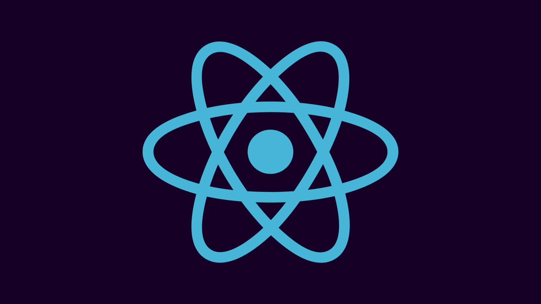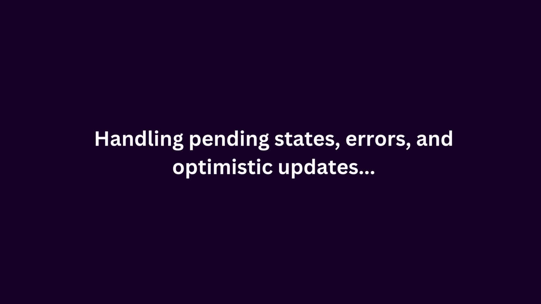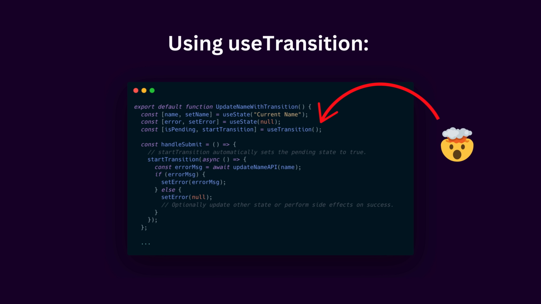Next up, we have actions, a major new concept in React 19. Actions simplify data mutations significantly. Previously, handling pending states, errors, and optimistic updates meant a lot of manual state management. Now, using async transitions with the useTransition hook automatically sets a pending state for you as the async request begins and then resets it when it's done.